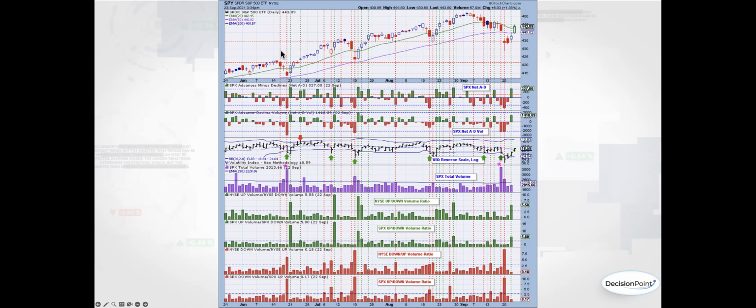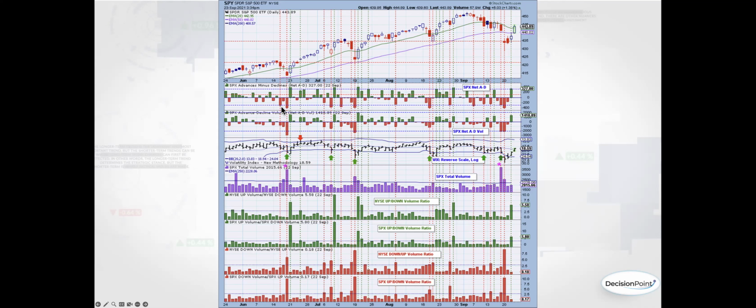Here's an initiation right here. There is the rising trend. We had a down day, then we got a very strong down day. You can see our net AD came through. I'm looking at this closely and I see only this particular one.